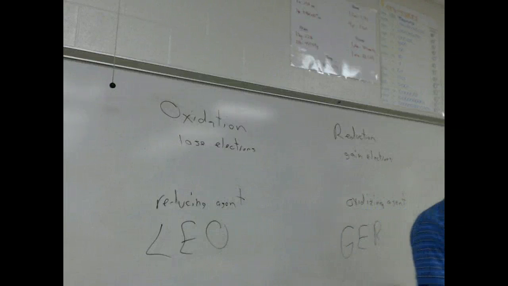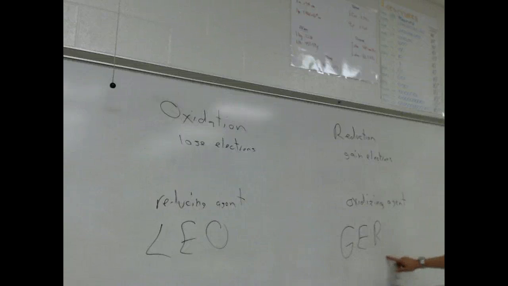Lose electrons, oxidized. That's Leo. Ger is what he says. Gain electrons, reduced. That's the way I learned it when I was in high school, about your age. And then I came to Texas and I discovered that there's another way. Oil rig. Oil: oxidation is loss. Rig: reduction is gain. I like that one too.